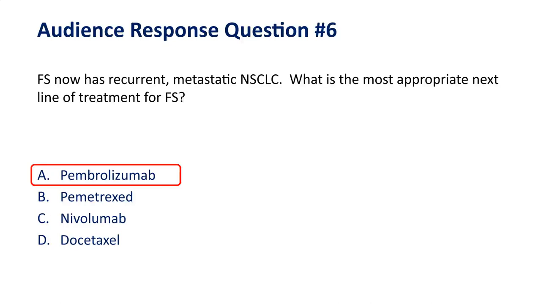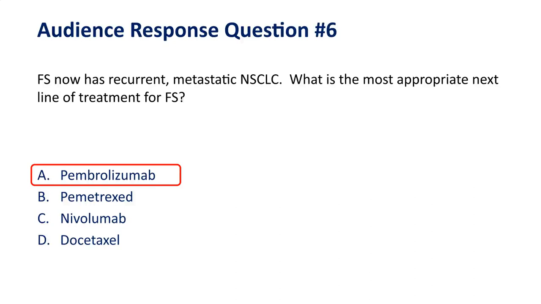The best option for FS is A, pembrolizumab. Of note, she is negative for actionable mutations, and is appropriate for treatment with PD-1-directed therapy, as her repeat biopsy evaluating PD-L1 expression was found to be greater than 50%, so utilization of pembrolizumab would be appropriate. This was based off of the KEYNOTE-24 trial evaluating single-agent pembrolizumab for patients who had yet to receive treatment.